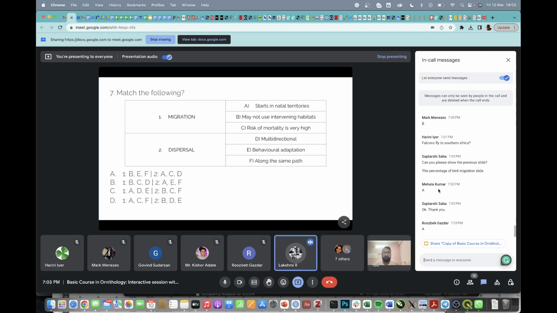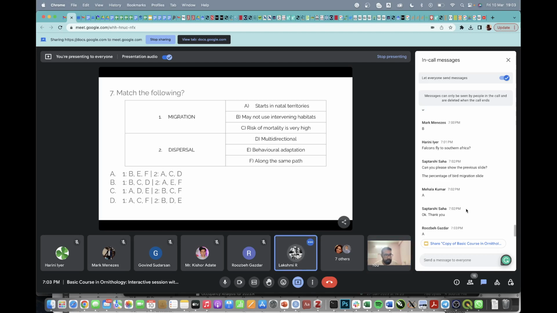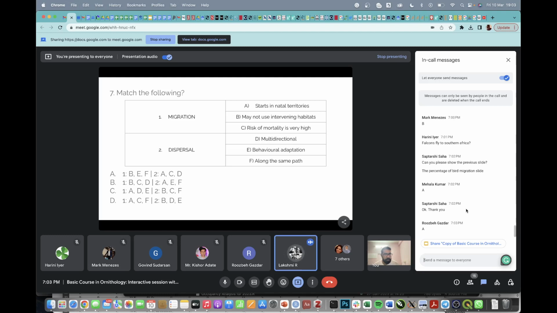Sir, doesn't migration have a higher risk of mortality than dispersal? Because dispersal can be over a short, nearby distance, but migration is long. If it is long distance, then there are higher chances of death. You answered the question, Lakshmi. Sir, I just wanted to get the clarity, sir. That's all. Very smart. No, sir, I was not looking for answers. Answer and then we'll discuss.